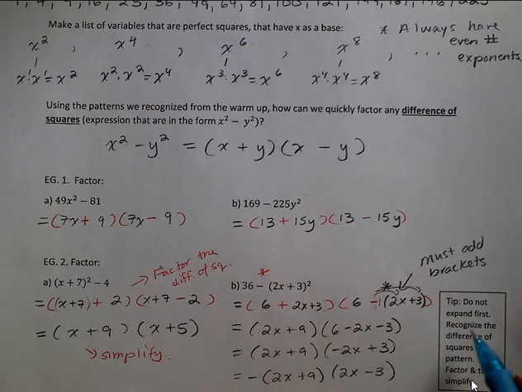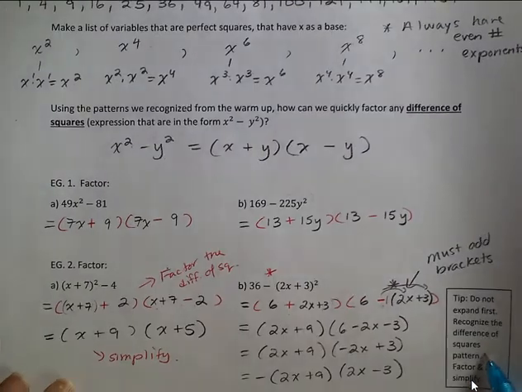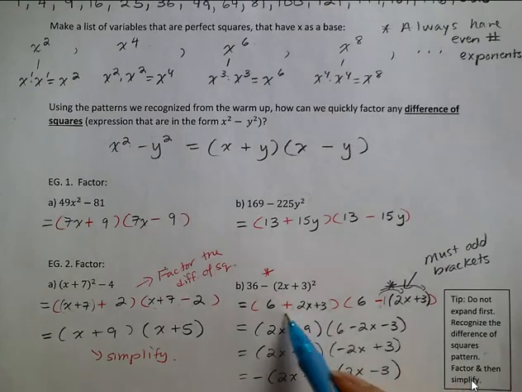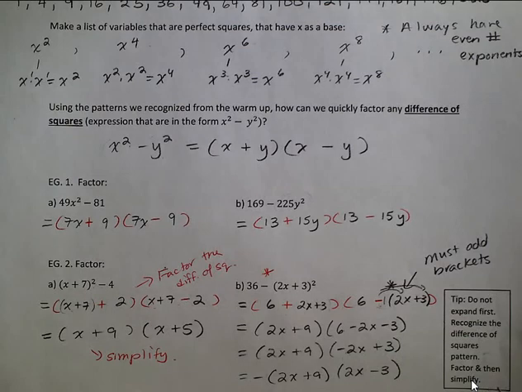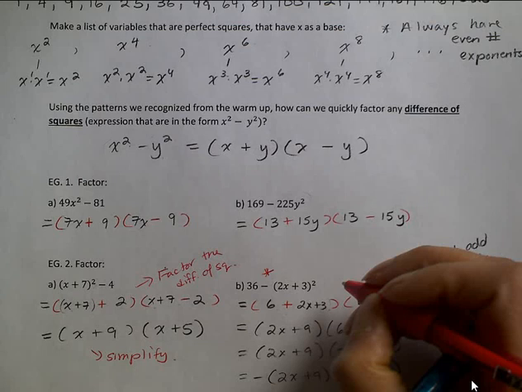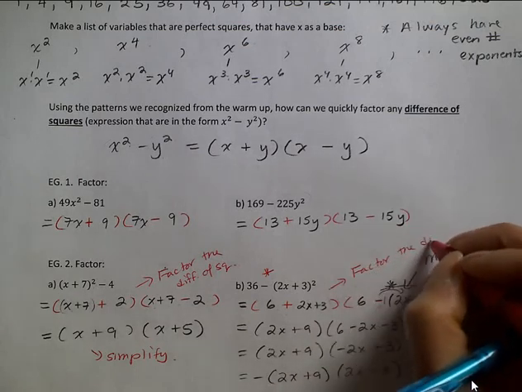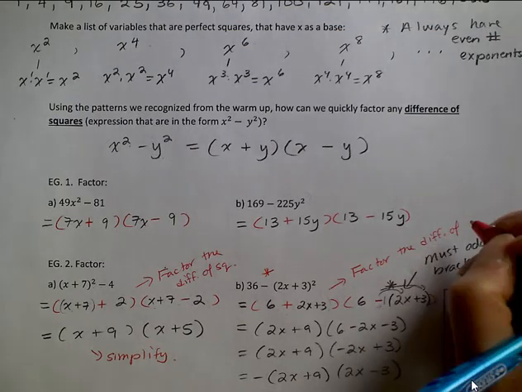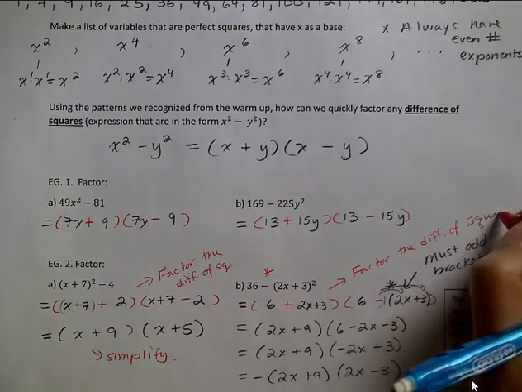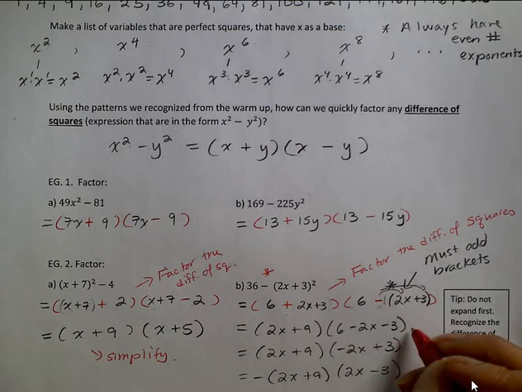I wrote down a little tip for these questions for you. Don't start by expanding. You want to start by factoring instead, because it does have a difference of squares pattern. And then after you factor the difference of squares, you want to start simplifying. So again in this question, the first step was we factor the difference of squares, and all these steps in here were all part of the simplifying.